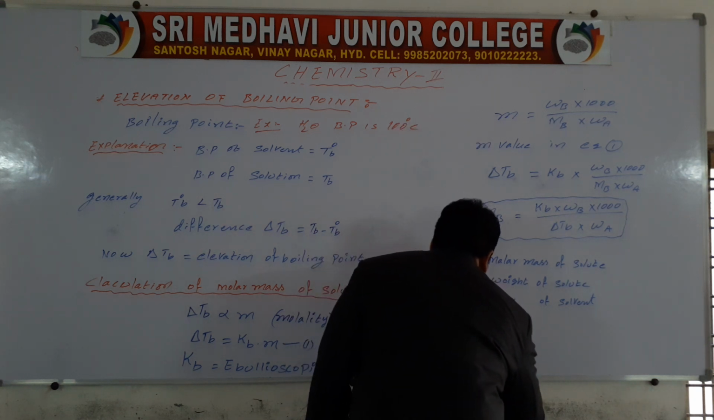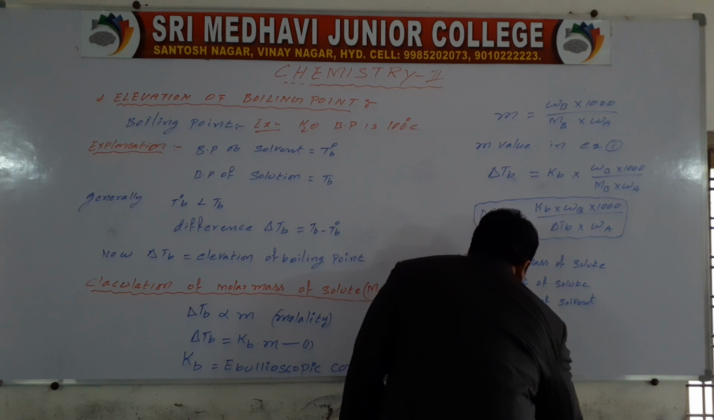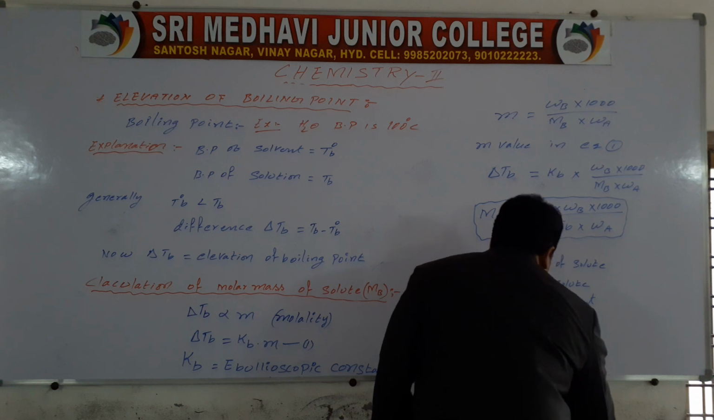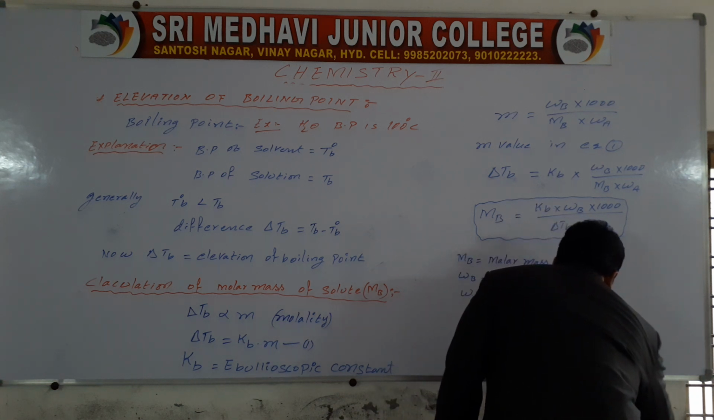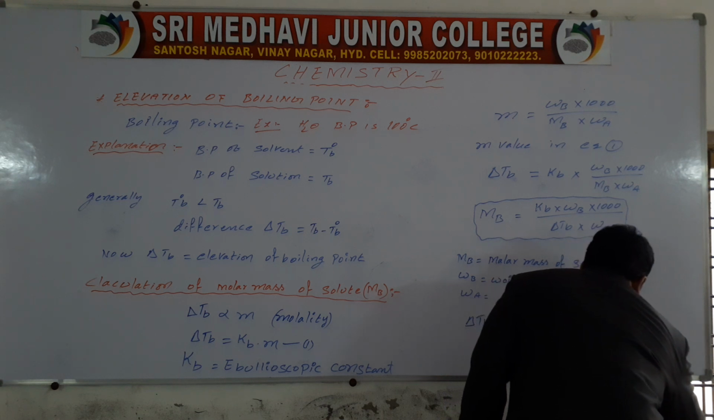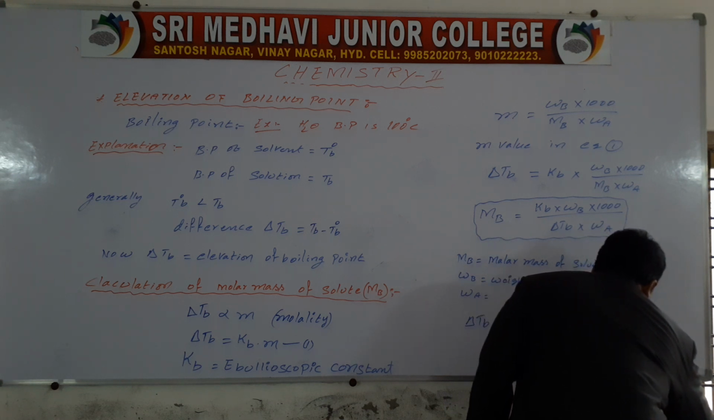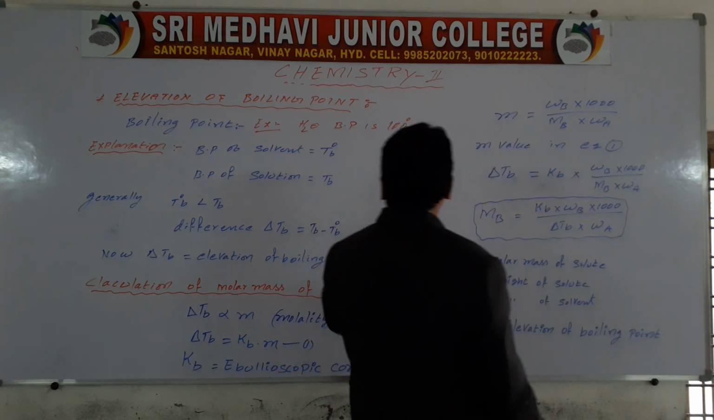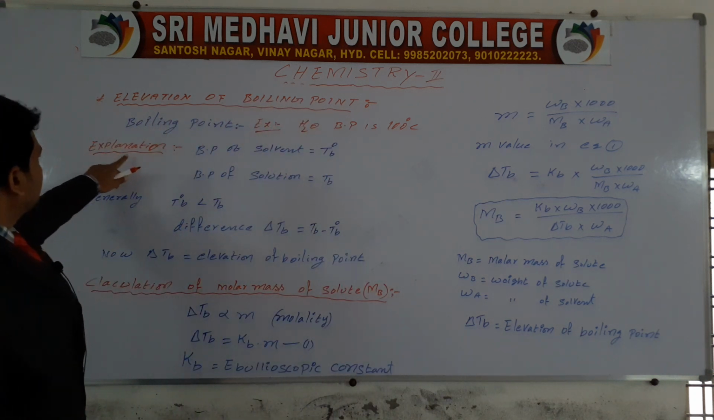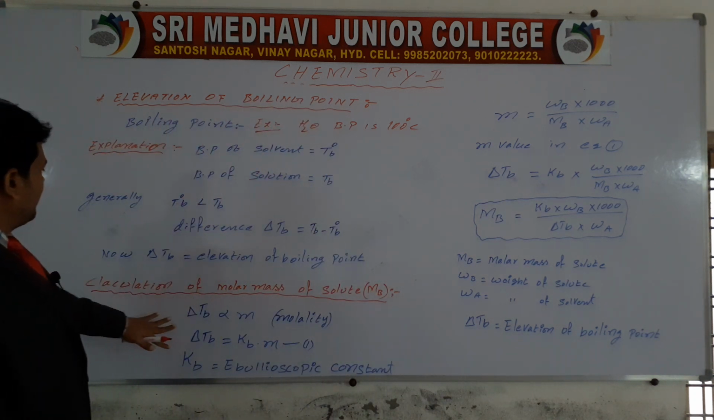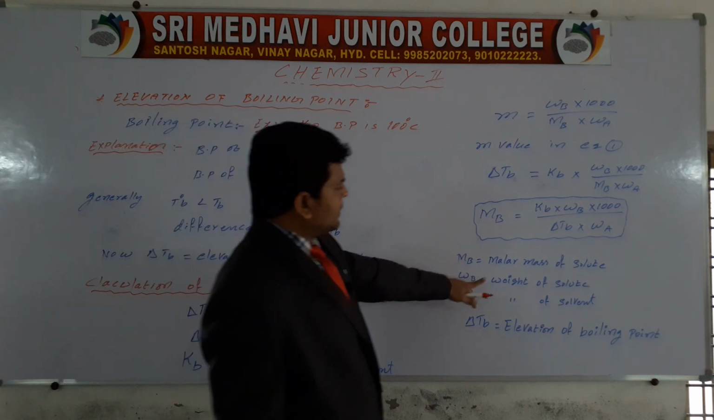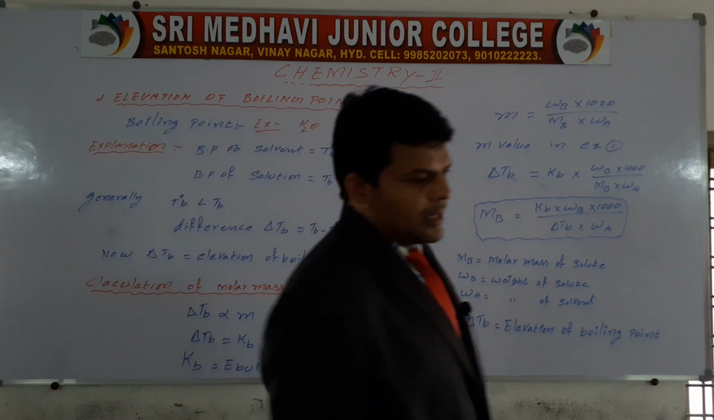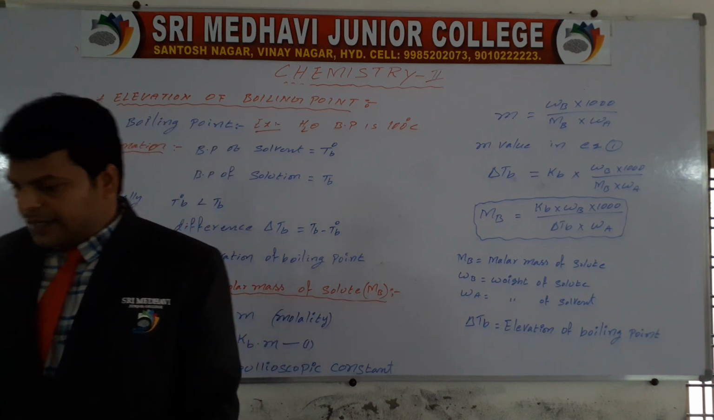Then delta TB equal to elevation of boiling point. This is the way we may calculate elevation of boiling point, and this is the explanation for the calculation of molar mass of the solute from the elevation of a boiling point. So this is the way.